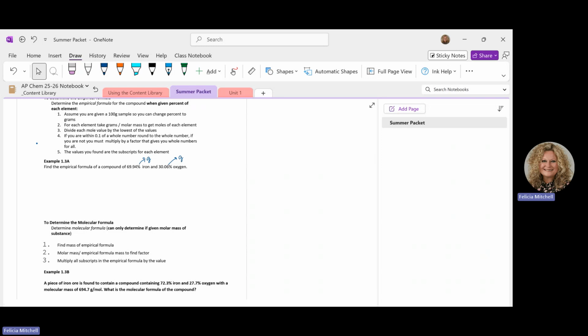Remember that? This should be heavy on review. So I'm taking the percents and turning them into grams. Remember, I'm keeping the elements. So there I turned those percents into grams. Then you've got to go to moles. You've got to flip them to moles. So I'm doing molar mass. 55.85 grams of iron are in 1 mole, from the periodic table. And 16 grams of oxygen are in 1 mole of oxygen, from the periodic table.